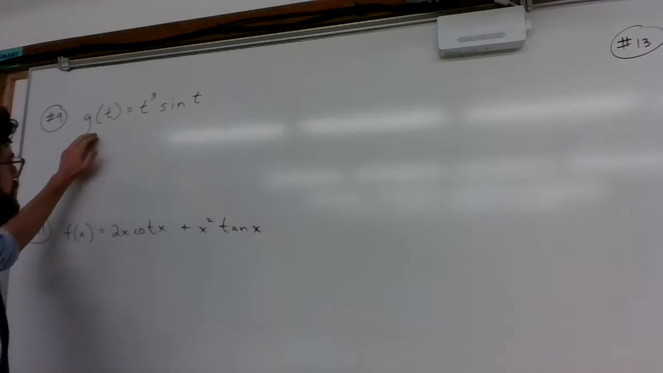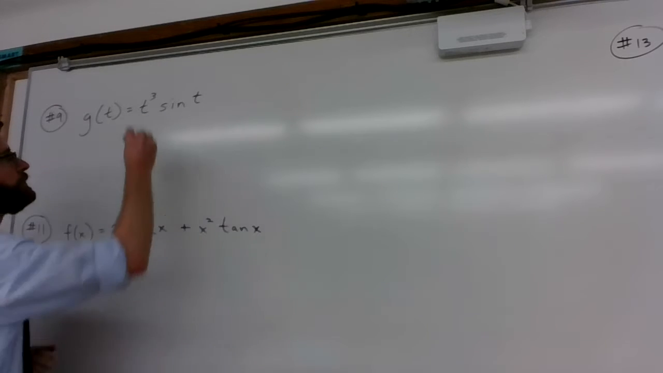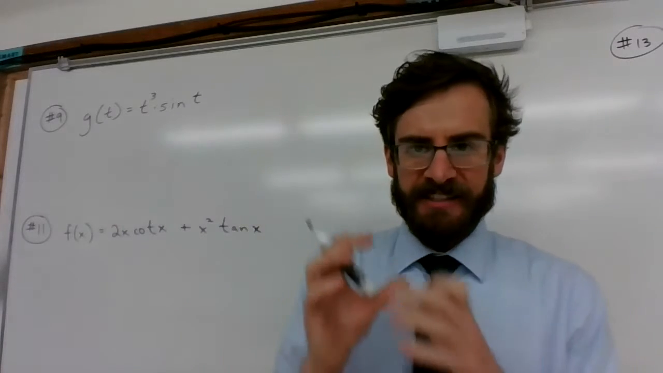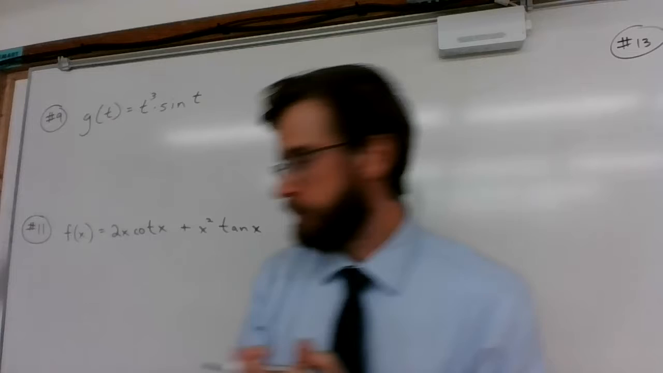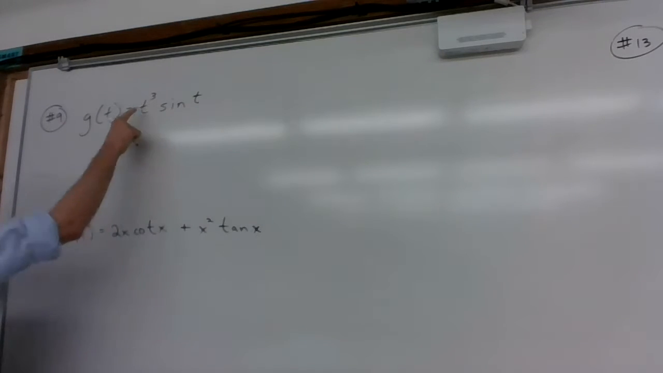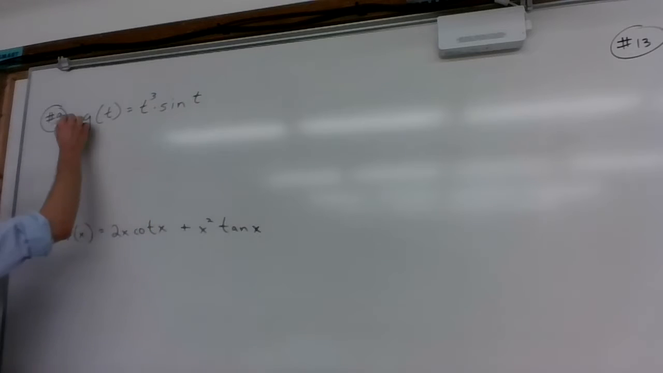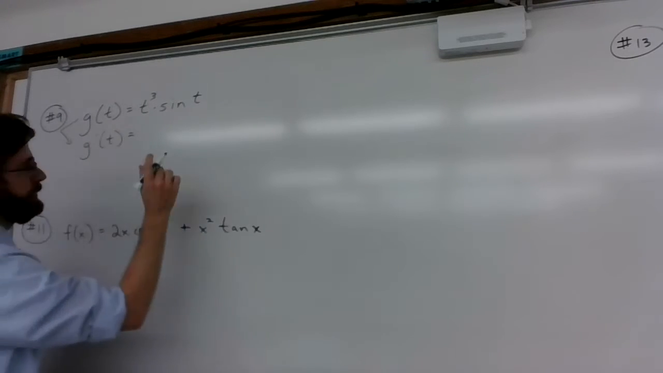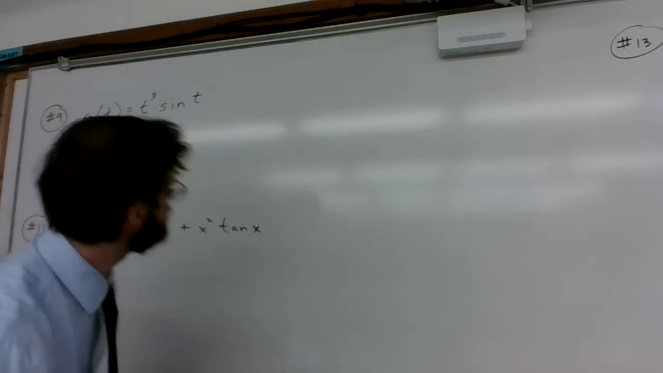You're given a function g with respect to t of t cubed times sine of t. So basically, if you have a t value that's separated from another t value function, you must use product rule. So I can't just take this derivative, and then multiply them together. I've got to do product rule. First times the derivative of the second.